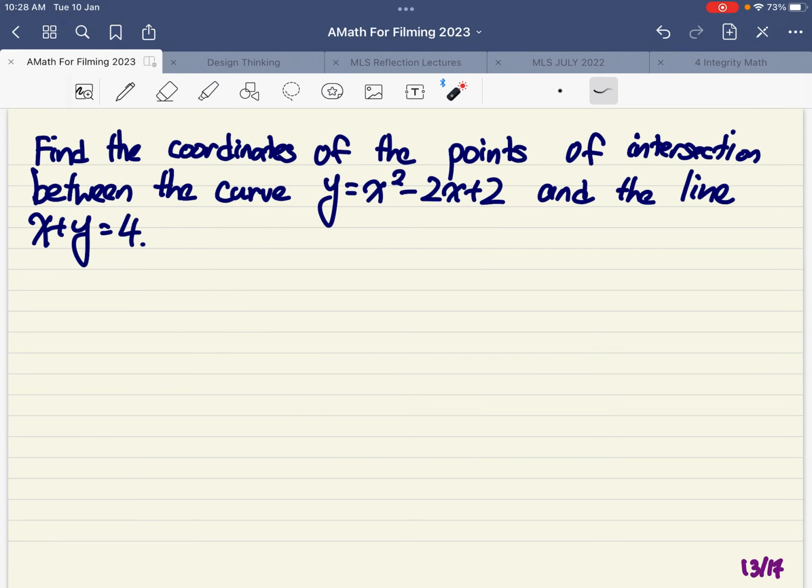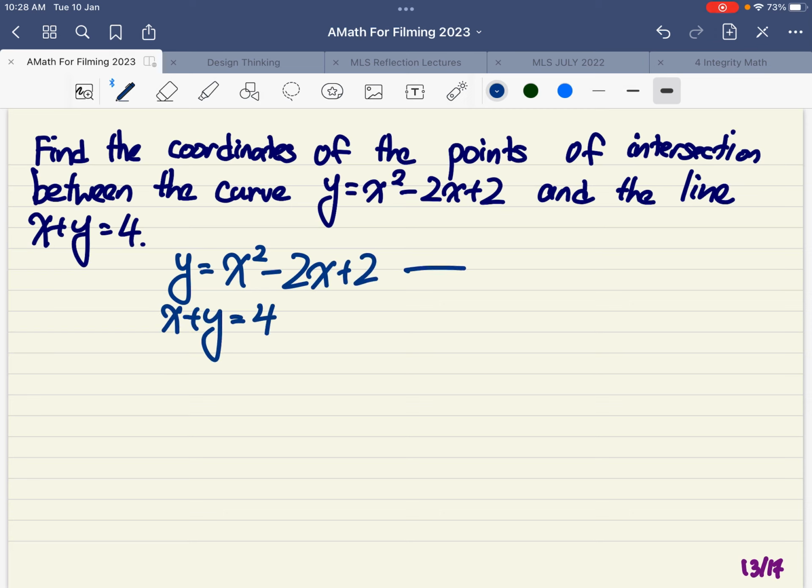So everything remains the same, except that at the end of the entire question, the answers must be presented as a set of coordinates. This one is important. So what we can do now is this. I'll write down y equals x squared minus 2x plus 2, and x plus y equals 4. By now, your mind should be turning and you can identify which is the simpler one to start with. You should know that equation 2 is the easier one to start with. So let me start with equation 2.